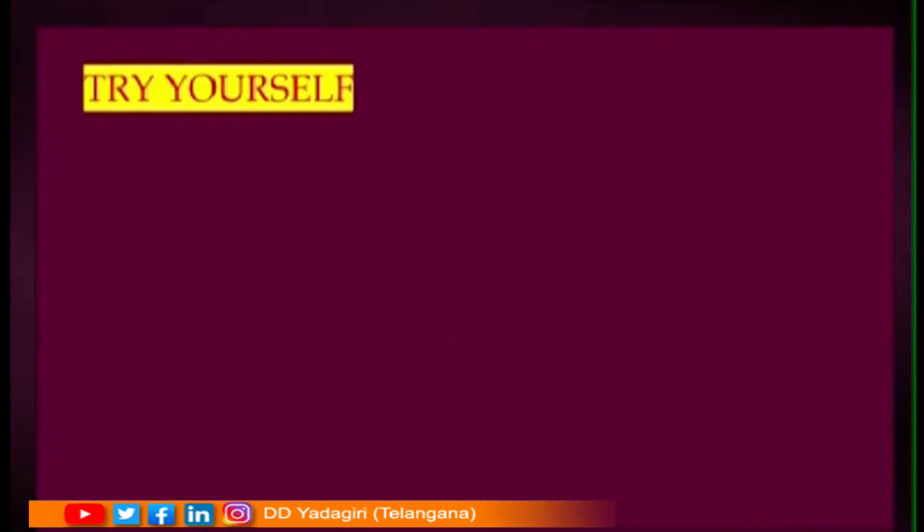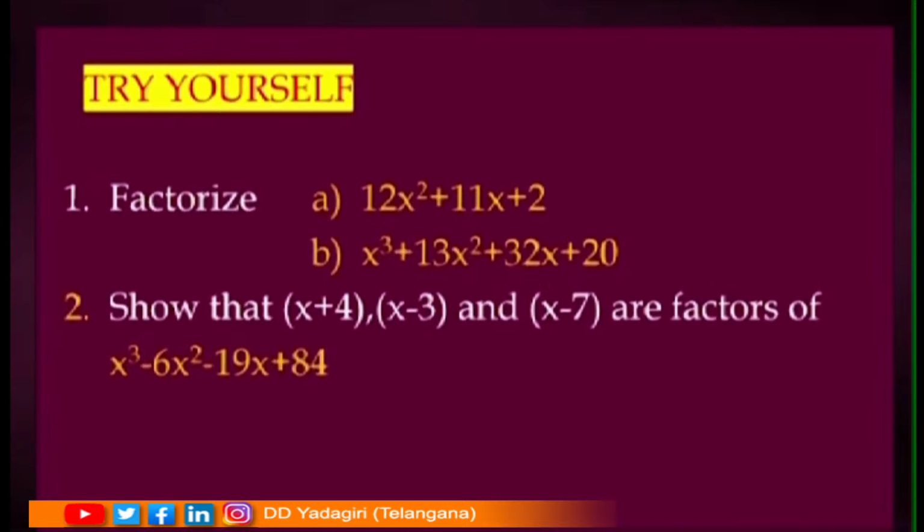Try to solve these problems yourself. Factorize 12x square plus 11x plus 2 and x cube plus 13x square plus 32x plus 20. And another problem: show that x plus 4, x minus 3 and x minus 7 are factors of x cube minus 6x square minus 19x plus.